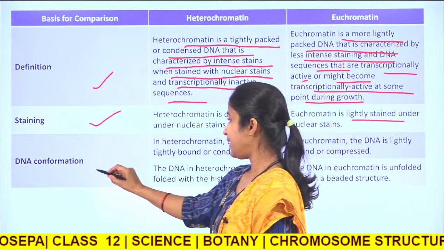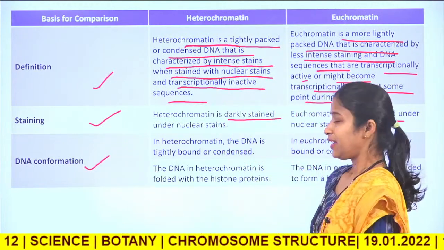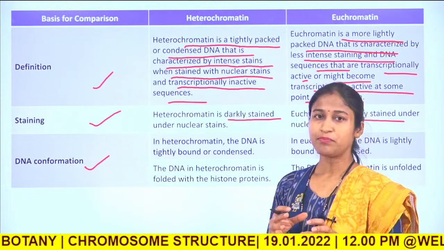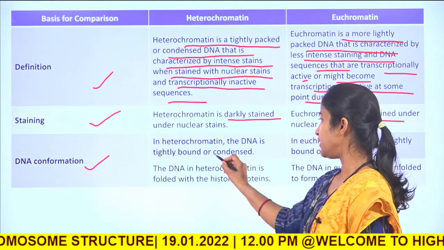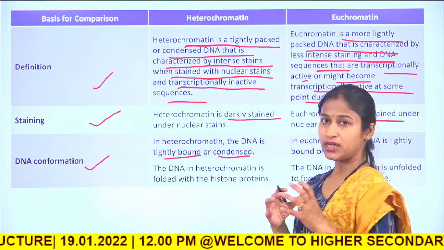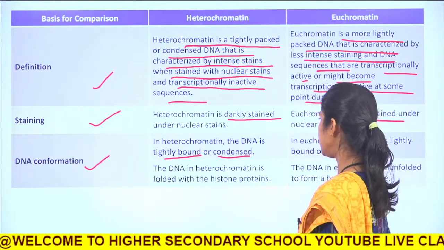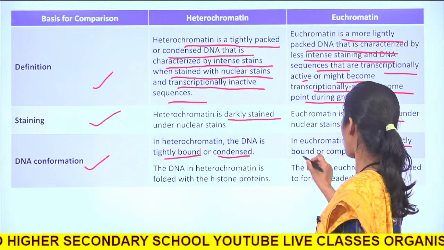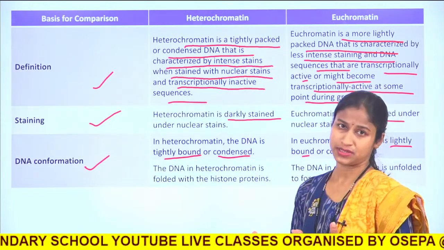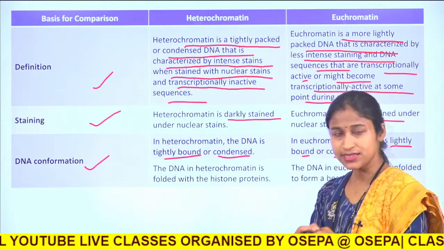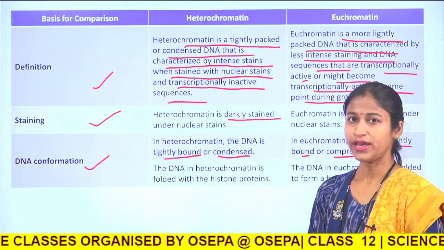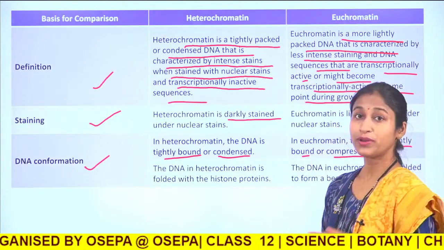Now, regarding DNA conformation, the DNA is tightly bound or condensed here. This is very much condensed or tightly bound, whereas in euchromatin, this is lightly bound or just compressed. Here they are very condensed, here they are just compressed. Okay. So, they are just lightly bound because why?